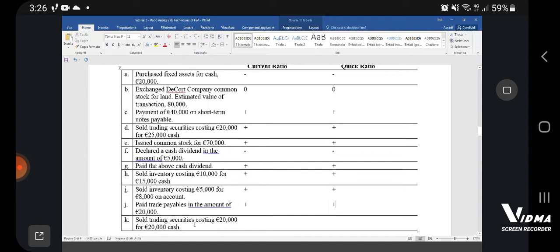Sold trading securities costing 20,000 for 20,000 cash. That means that we have no gain from selling these securities. Basically, the amount of the current ratio will not change because the amount of the current assets will not change. You are basically just shifting the amount from the trading securities to cash. So zero impact, and also the quick ratio will not be affected. You get that? So you are selling trading securities, current assets will be decreased by this value, but you are exchanging that for cash. Increasing cash will change the current assets to its previous value. So it will be not changed.